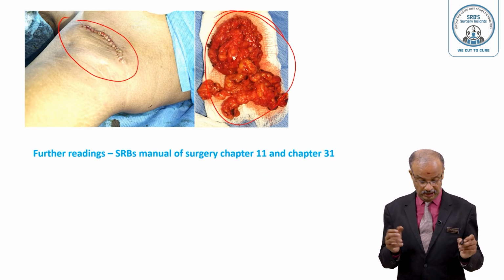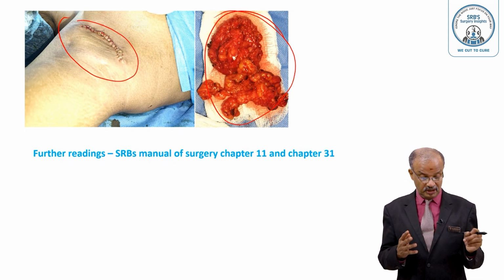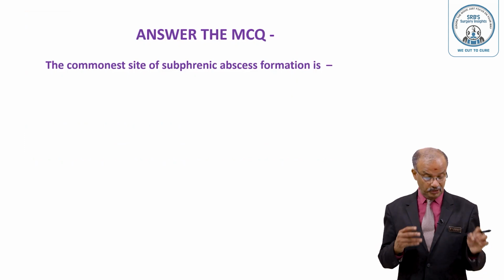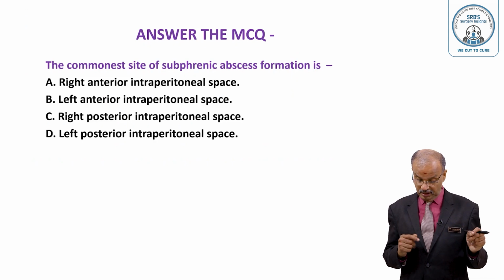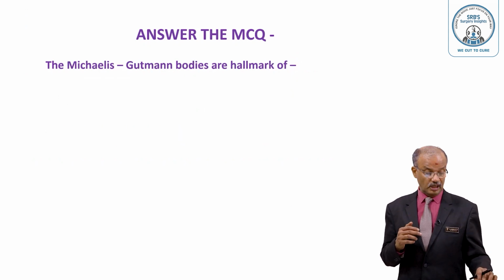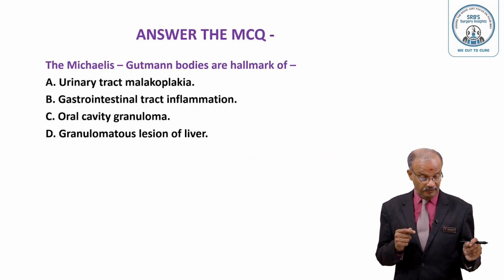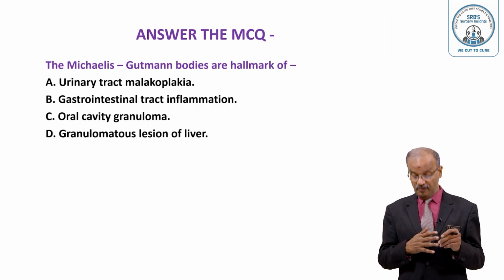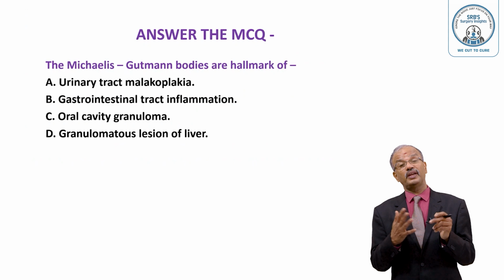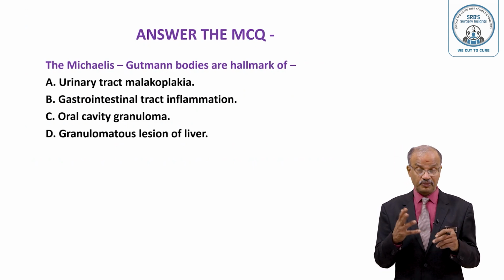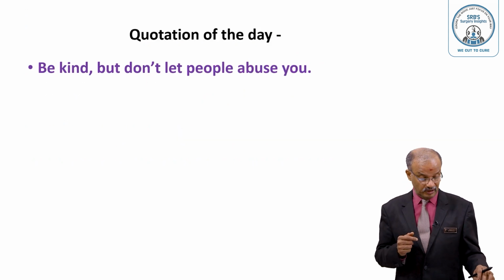You can always read my SRB's Manual of Surgery for detail about this, and also Clinical Methods in Surgery. And answer the MCQ, students. The commonest site of subphrenic abscess formation is A, B, C, D. Put the right answer in the comment box. I appreciate your answer. Michaelis-Gutmann bodies are the hallmark of A, B, C, D. Find out the right answer. I appreciate your right answer because it's a very common MCQ in the NEET exam and usual exam MCQs. I'll acknowledge your answers and put the right answer later in the comment box.